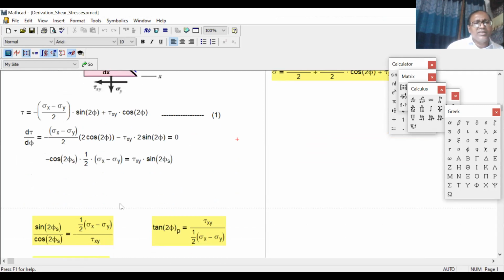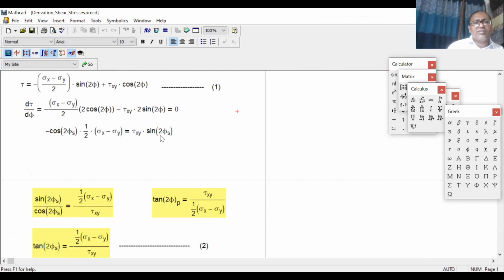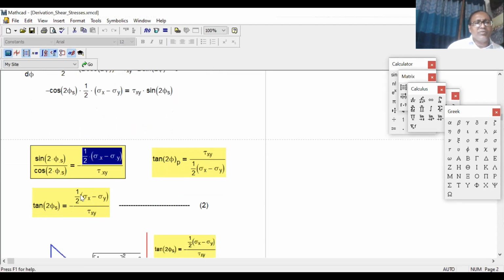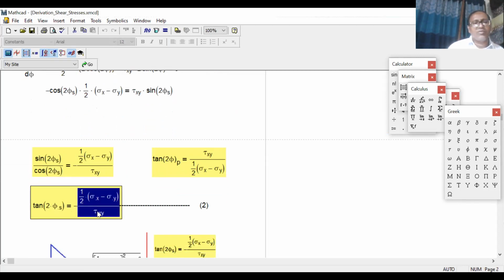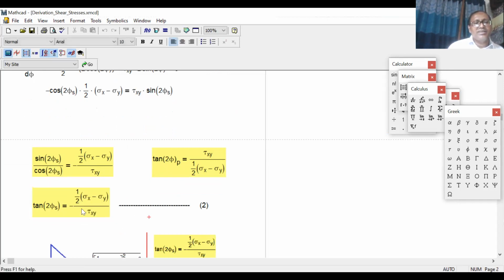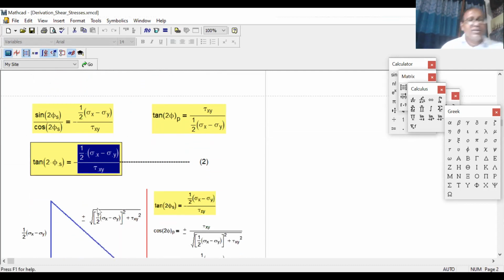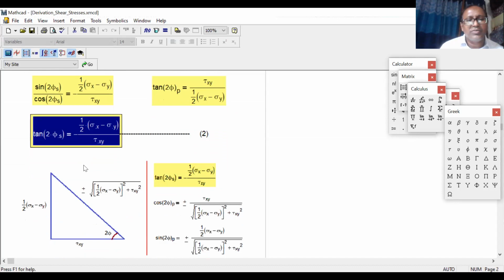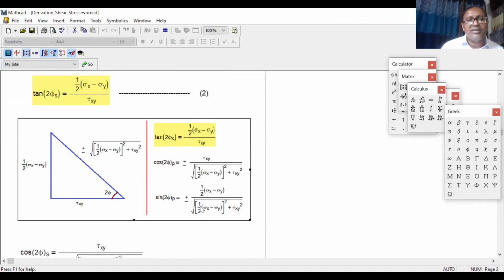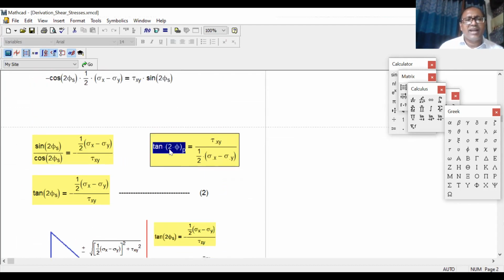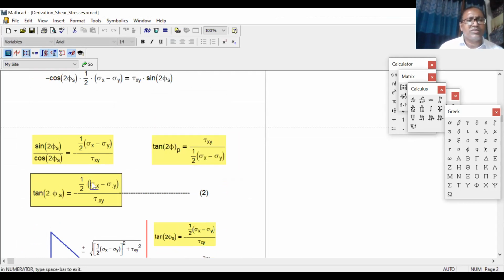After simplifying, you get cos 2 phi, just taking it below sine 2 phi. You get this one. Okay, so tan 2 phi is equal to minus this one. Similarly, from this condition, tan 2 phi condition, you can figure out the value of cos phi, the value of sin phi. Now, this is tan 2 phi p equal to this one. And this is tan 2 phi s equal to this one.